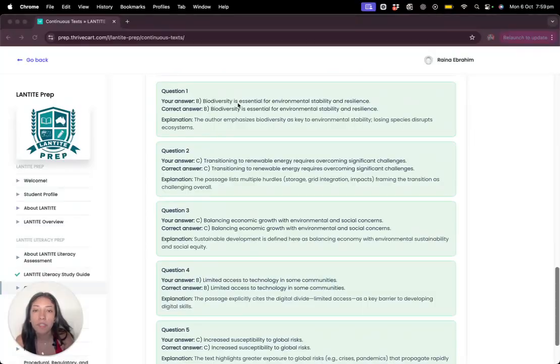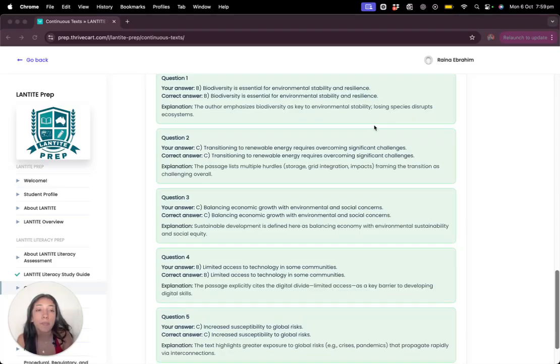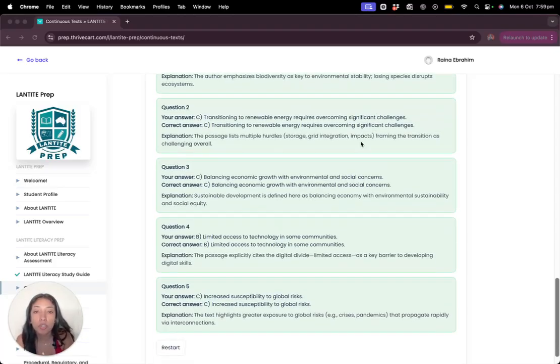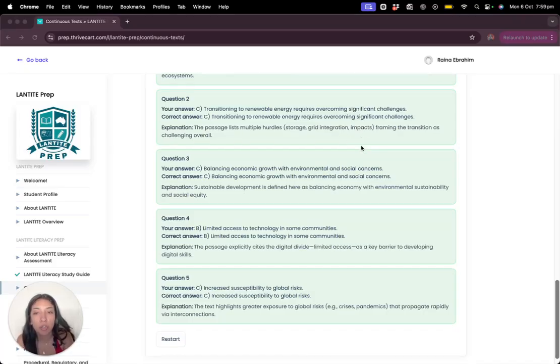Okay, so here are our results. One was biodiversity is essential for environmental stability and resilience. The author emphasizes biodiversity as key to environmental stability. Losing specific species disrupts the ecosystem. Option 2, transitioning to renewable energy requires overcoming significant challenges. The passage lists multiple hurdles, storage, grid integration, impacts, framing the transition as challenging overall.